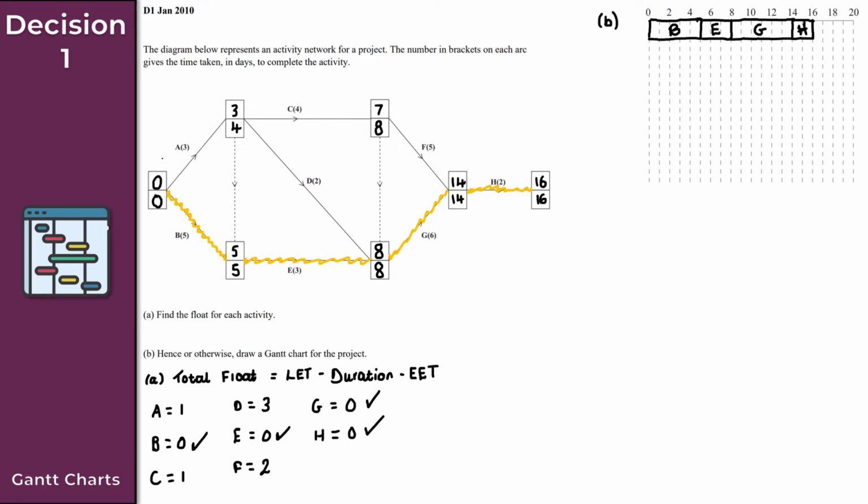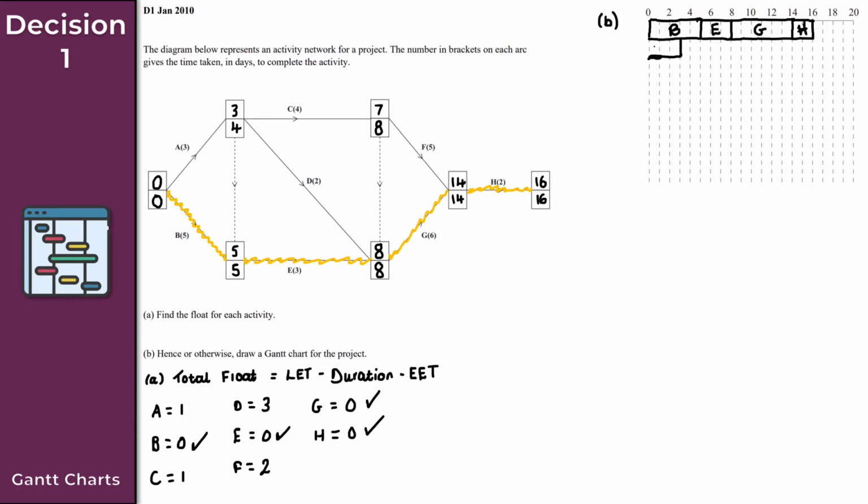So activity A then has a duration of 3. It's going to start at 0. It has a duration of 3, and we have a float of 1. So the way that we represent this here is we start at 0. We're going to go up to 3, the duration. So we go from 0 up to 3, which is here, like so.